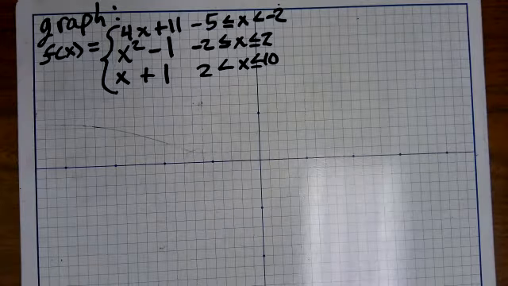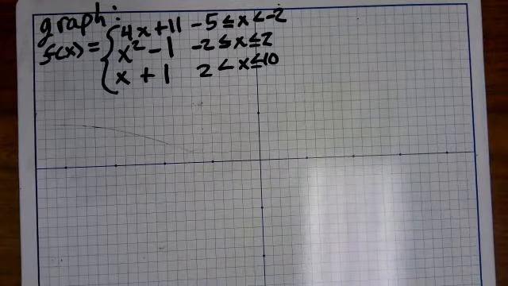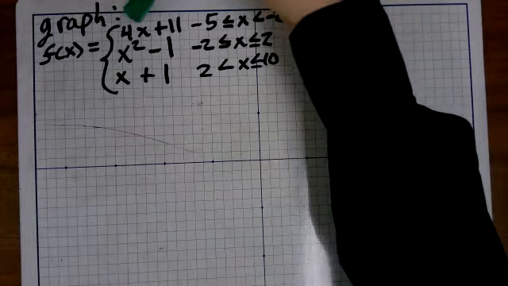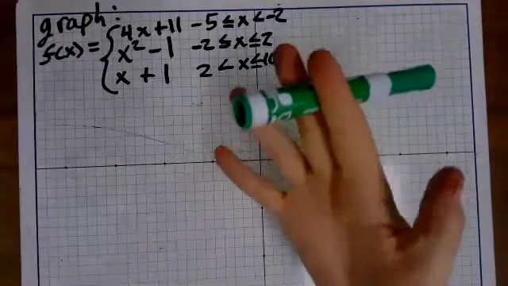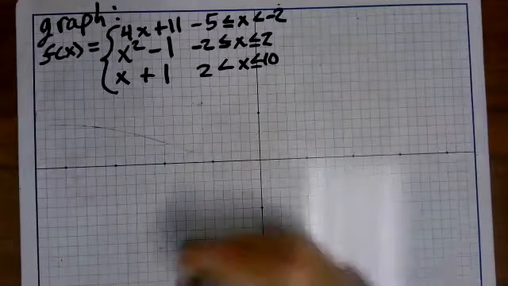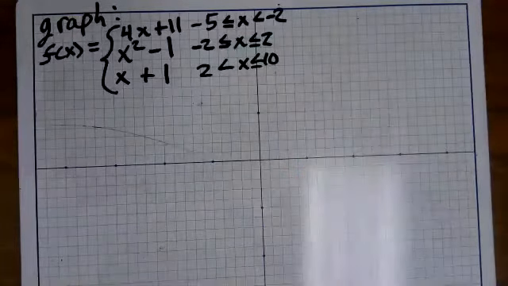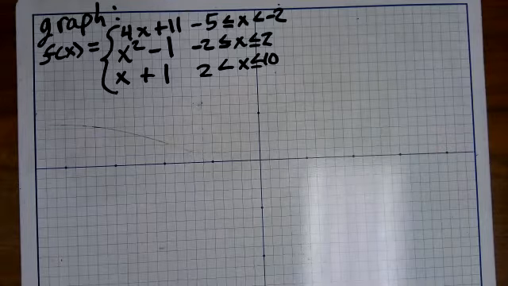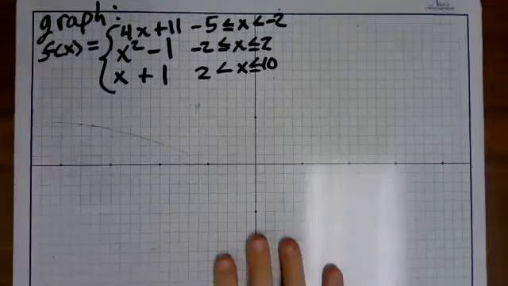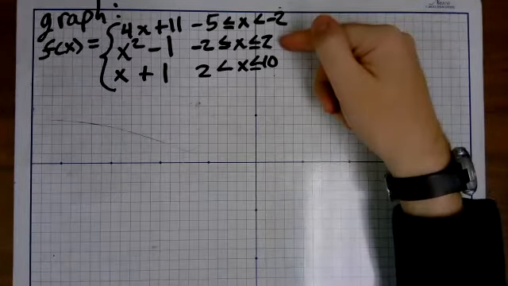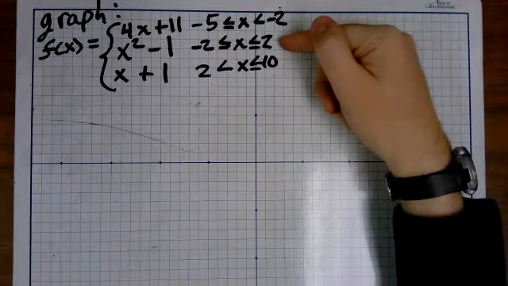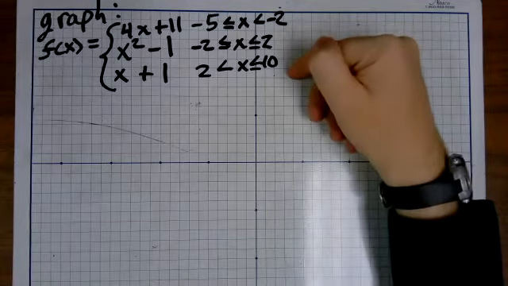Okay, so how can I graph this? Well, this mx plus b is a straight line, which means that if I just draw two points and then extend the line through it, then I should be able to draw it pretty effectively. This next section here, that's a parabola. We should be able to draw that using our transformations. And this next one is another straight line.